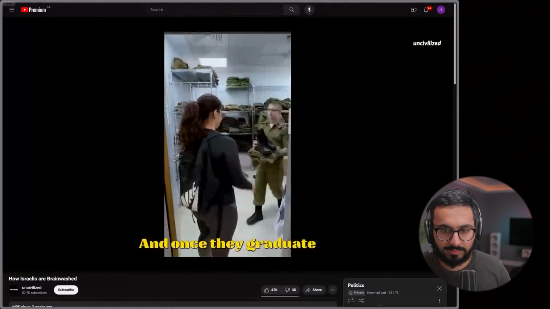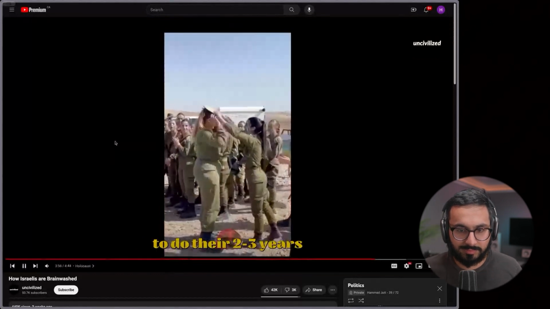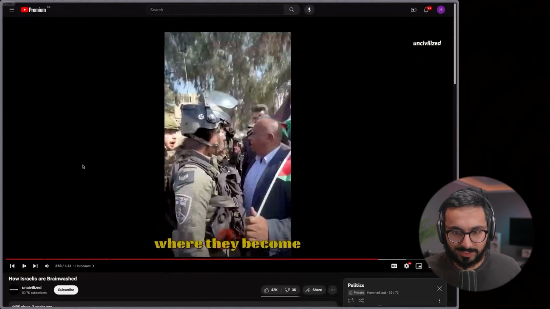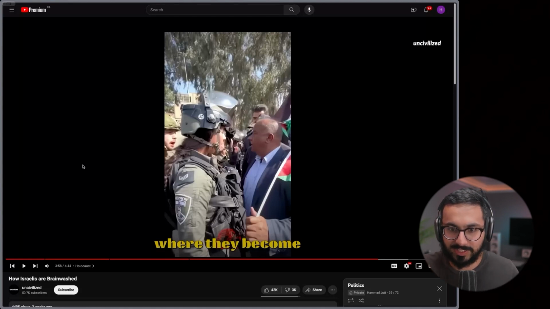And once they graduate, most Jewish Israelis will go straight to the military to do their 2 to 3 years of mandatory service. So it's literally like a propaganda factory, the whole education system and the mandatory military service. You're taught all of this, and then you yourself go in the military. You have to. If you say no, you're put in jail.